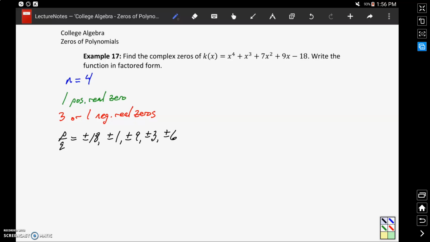Again, we would use those values for P over Q, substitute them into the function k of x until we get one that gives us an output of 0. That would happen if we substitute in x equals negative 2. So k of negative 2 would give us a function value of 0, telling us that x equals negative 2 is a 0.